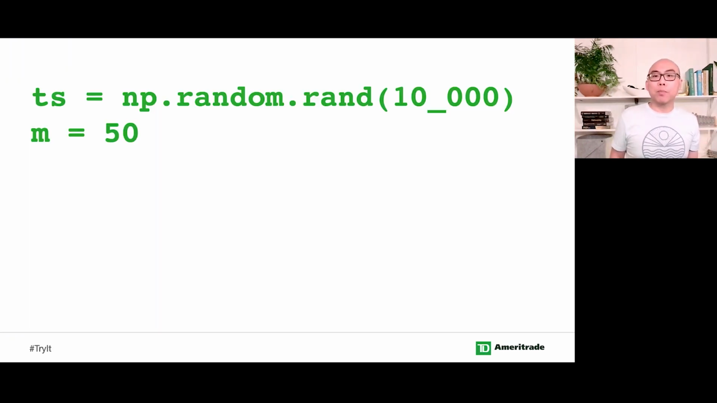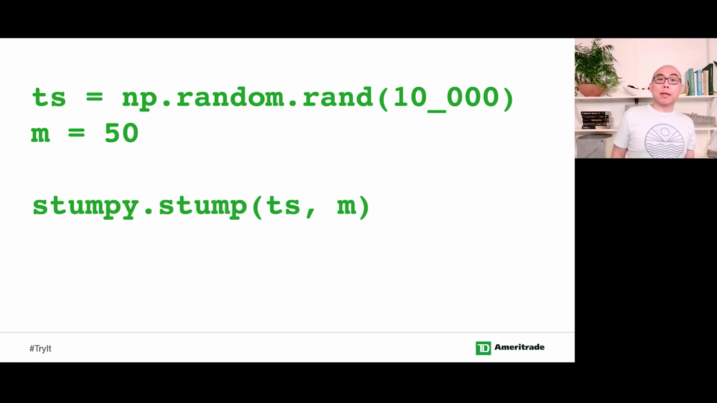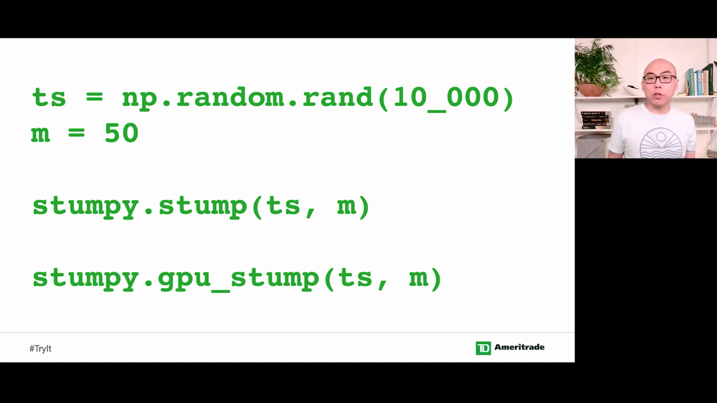And to use STUMPY, it's pretty straightforward. You have your time series, TS, and your subsequence length, m. You call STUMPY by saying stumpy.stump, pass it your time series and your subsequence length, and you're done. And if you have a larger data set, you can actually use the GPU version, which has the same essential API, and the only difference is just 4 letters.